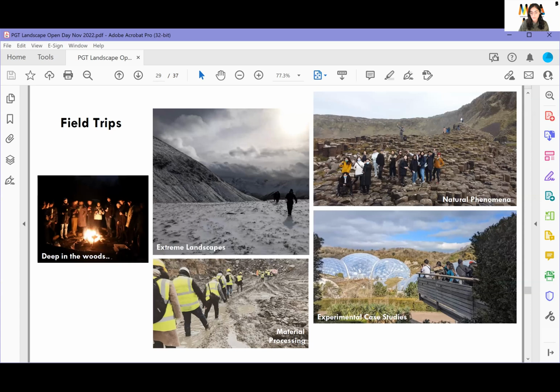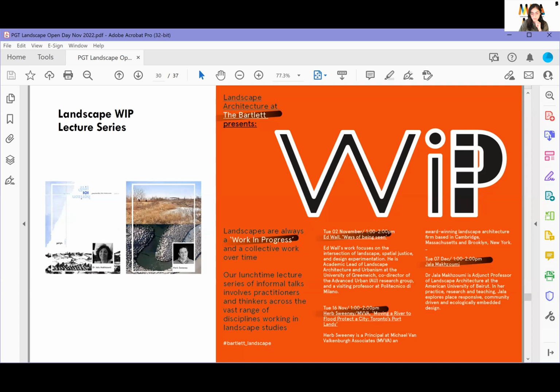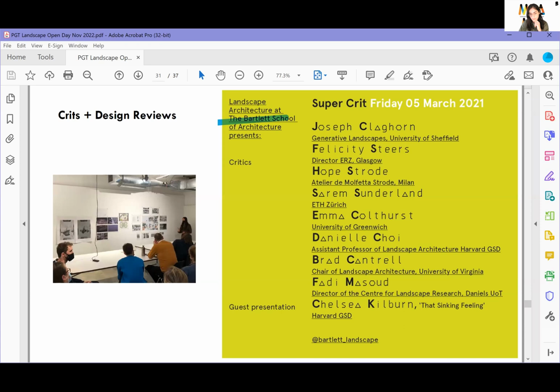And then we have a lecture series. Various landscape practitioners are invited in to give different talks about their own approach to landscape architecture and how they work. We have design reviews where we have invited guests to come and assess and look at your work and offer you advice.